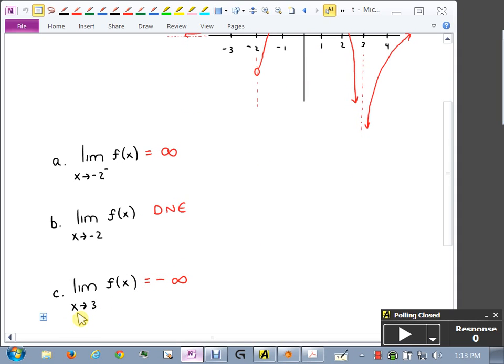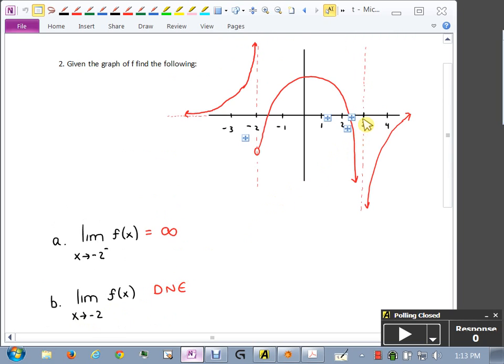Now, what's the limit as x approaches 3? So 3 is over here. If I move into 3 from the left, it's headed where? Negative infinity. From the right, negative infinity. And so they both go to negative infinity. So the answer is negative infinity.